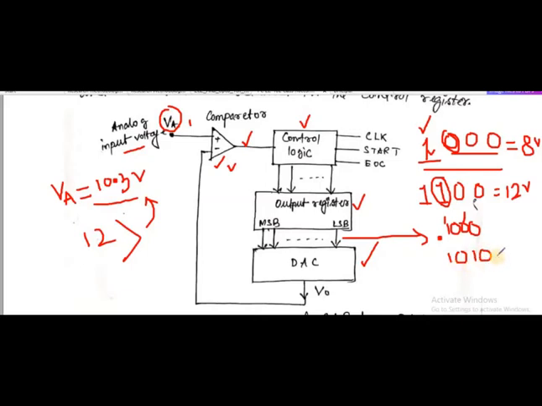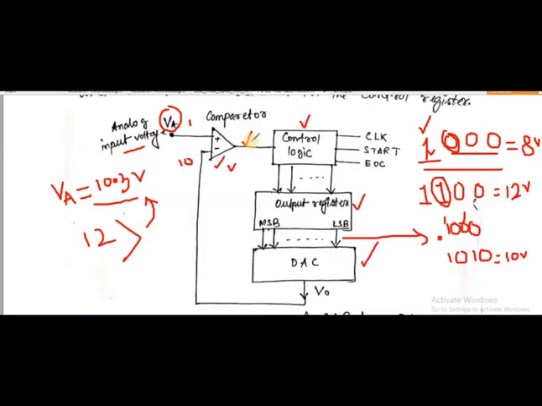Okay. So what will be the equivalent analog of this? It is 8 plus 2, so it is 10 volt. So the content of the output register is now 1, 0, 1, 0. So this value is again converted to its equivalent analog, which is 10. Now the 10 will appear here. So now this value is 10 and this value is 10.3. So again the comparator output is 1.